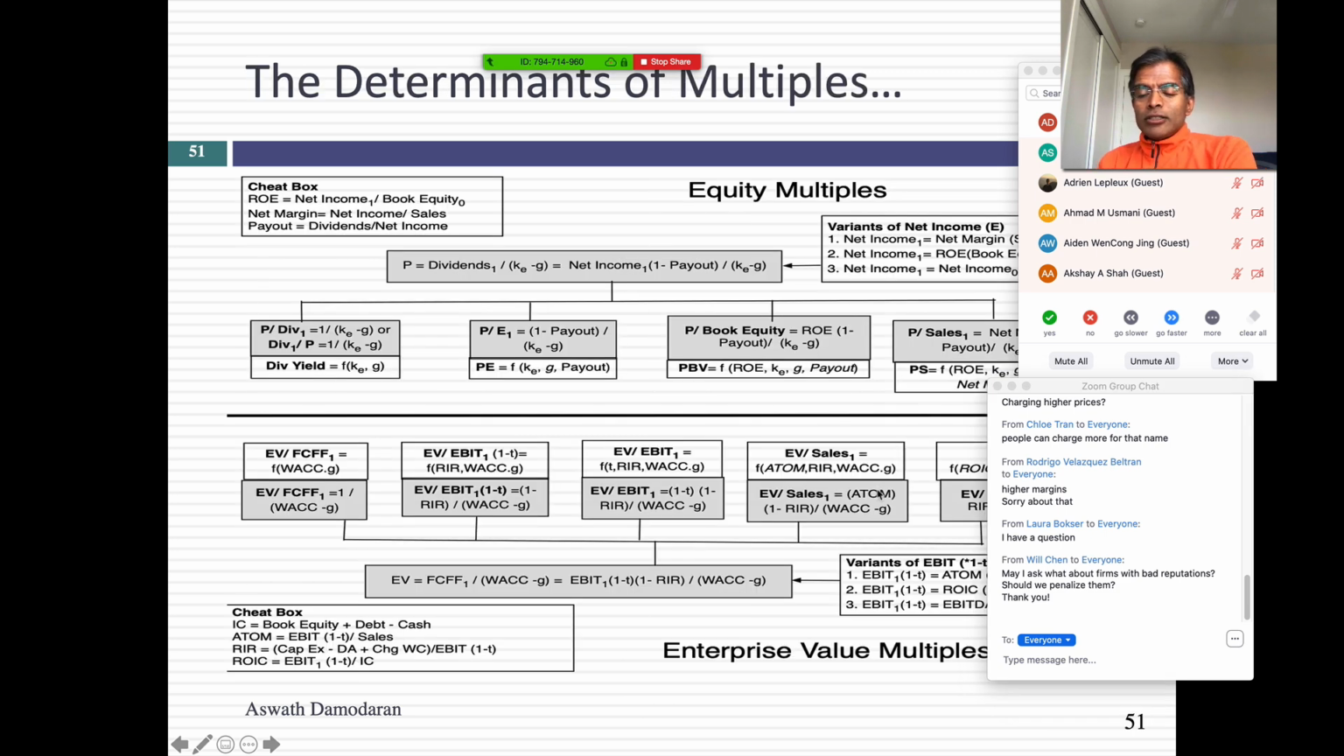Okay, so let's summarize. You give me any multiple. What's the first thing I do? I look to see what drives that multiple by going back to a DCF model. If it's an equity multiple, price to dividends, price to earnings, price to book, price to sales, I go back to a stable growth dividend discount model, and I end up with what the variables are that drive that multiple. So you can see with each one, with dividend yield, with price earnings, with price to book, I'm listing out the variables that affect that multiple and therefore I need to control for.